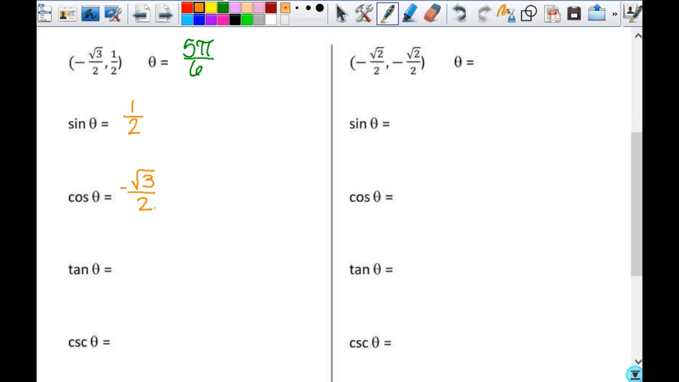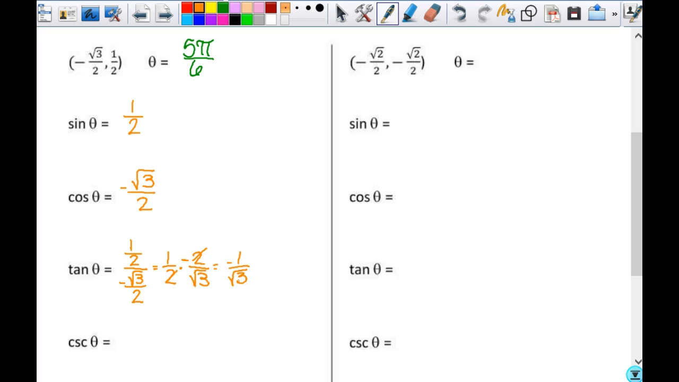Tangent theta, okay, that's opposite over adjacent if you want to write that out. It is also just sine over cosine. So sine over cosine, this is going to give me 1/2 over negative square root of 3 over 2. So when I divide fractions, that's actually 1/2 times a negative 2 over the square root of 3. So those cancel out. That's going to give me negative 1 over the square root of 3.